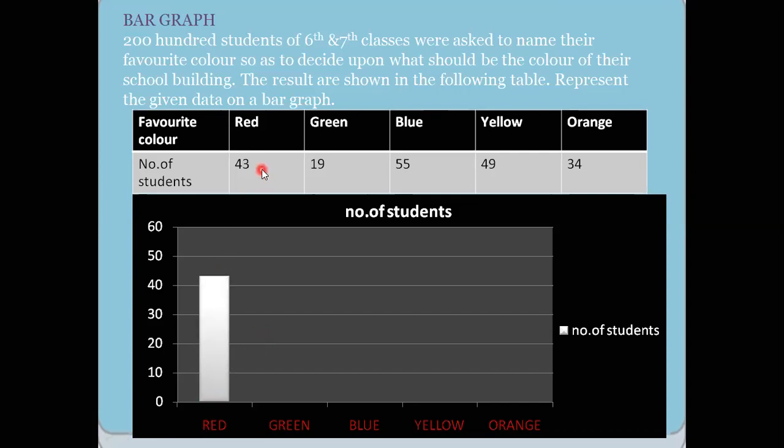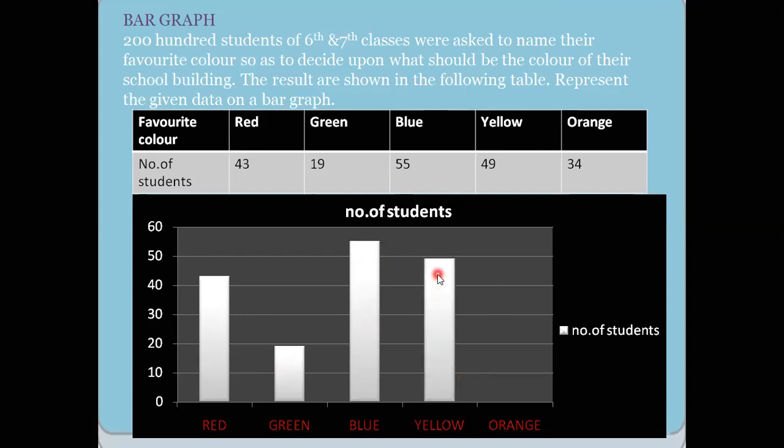See, red color liked 43 children. So here you can see red color from 0, and this is the red color, and here 43. If you observe your graph, from 0 to 10 there will be 10 small lines, and 10 to 20 in the same way also. So here you can mark 43, then you should draw like this. Then green color liked 19 students, so only 19. This is the way you will draw. Next blue color 55. Next yellow color 49. Next orange is 34. So in this way you will draw the bar graph.